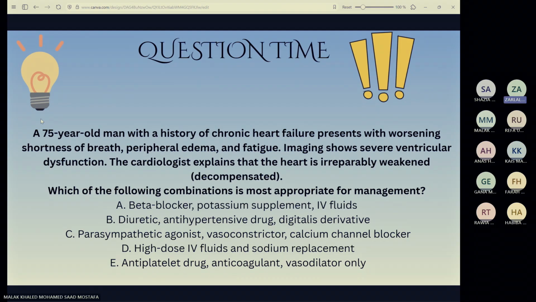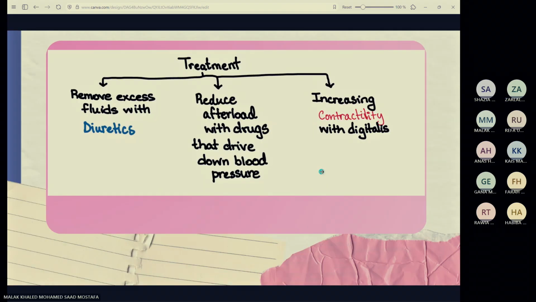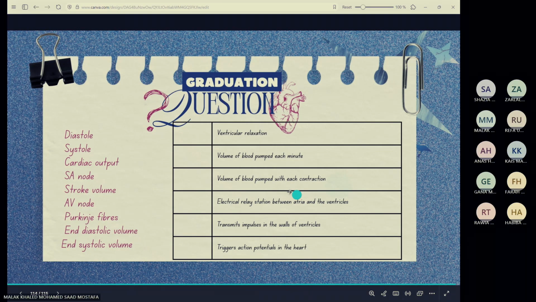Malak, next. Okay, yeah. So treatment, you can remove excess fluids with diuretics. You can reduce afterload with drugs that drive down blood pressure, which are antihypertensive, you can say, and increasing contractility with digitalis drug. So I think that's all from me.